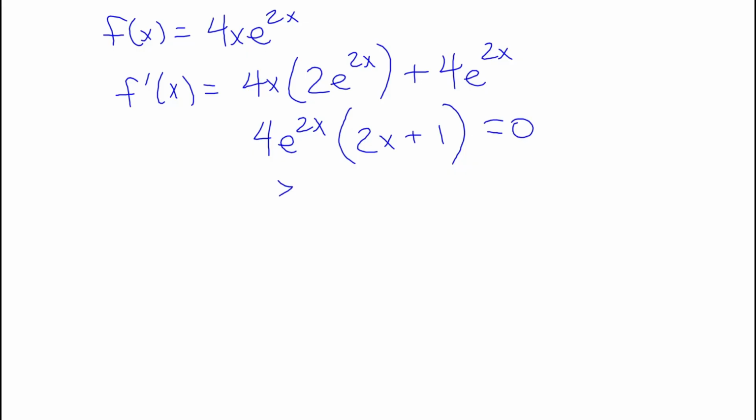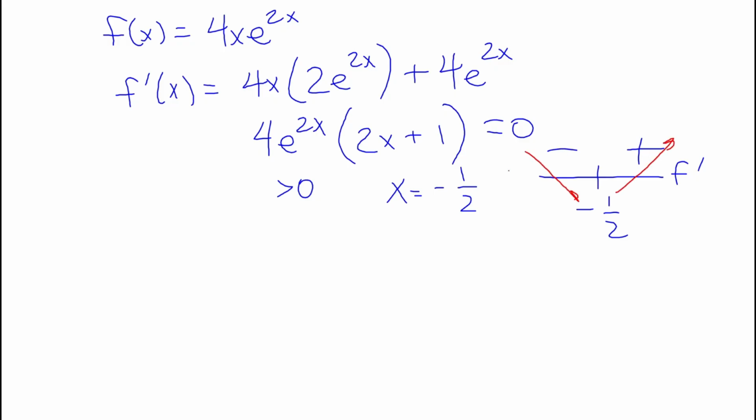Set that equal to 0. This part's always positive, so we don't need to worry about that. But we do end up with x equals negative 1/2 there. And so we have one possible max or min, which is at negative 1/2. We'll put that on a sign chart for our first derivative. Plug in a positive number like 1,000,000. We end up with a positive times a positive, so we're increasing here. Plug in something like negative 1,000,000, and 4e to the 2x is still positive, but 2x plus 1 is negative. So f decreases, and then it increases.